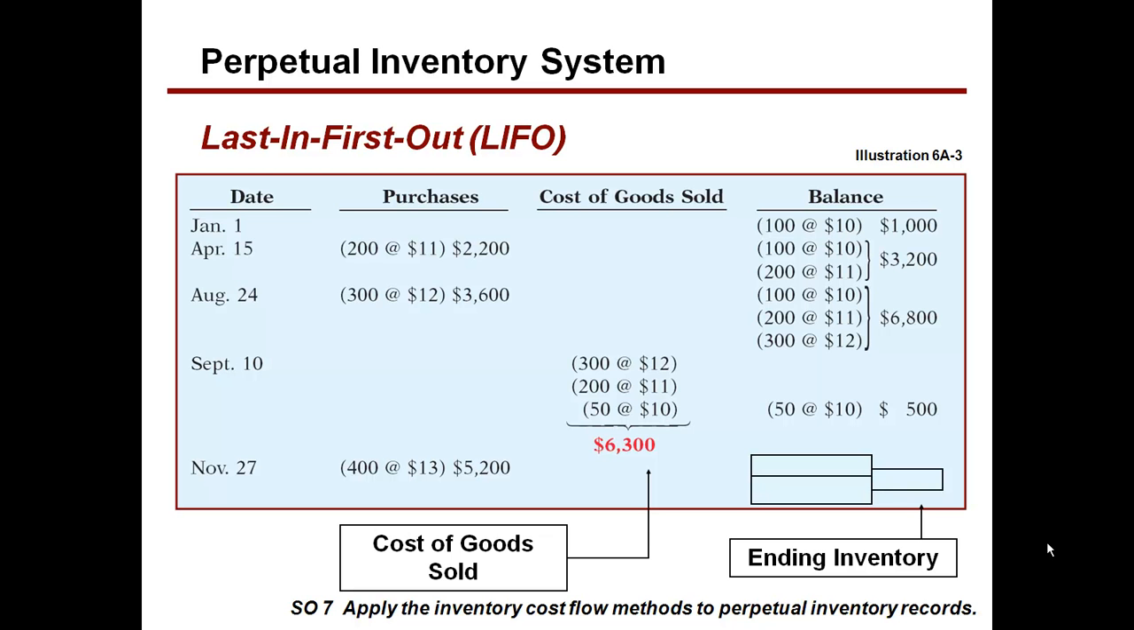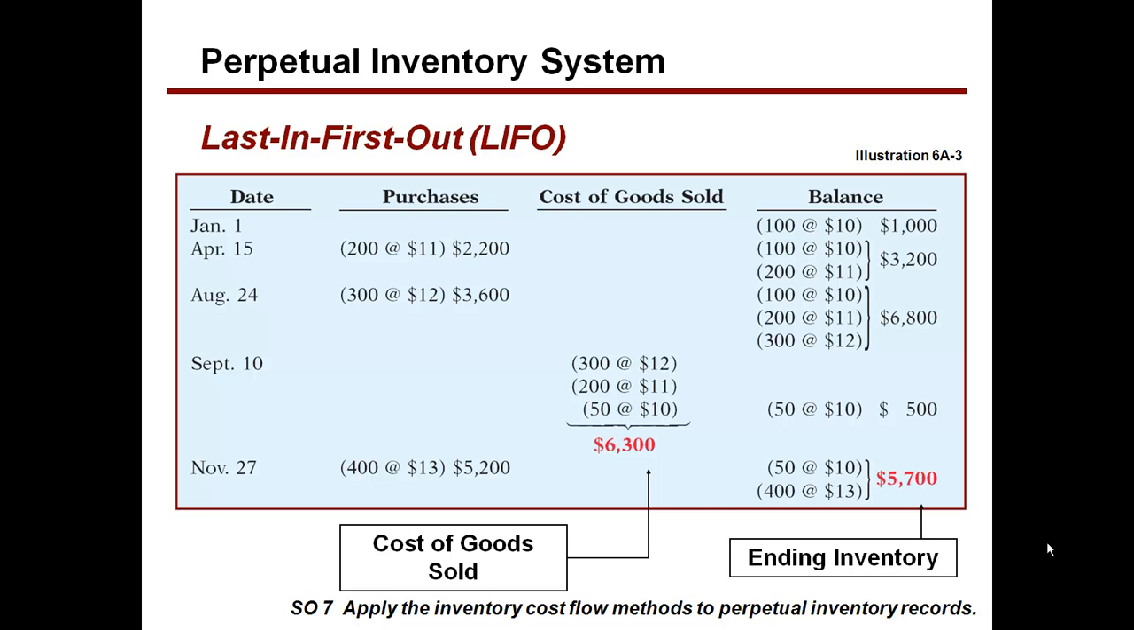November 27th, we bought 400 units at $13. Nothing was sold on that day, so therefore our ending inventory is we bring down the 50 at $10 untouched and add the last layer purchased at $13 each, extend them individually. Total ending inventory is $5,700.